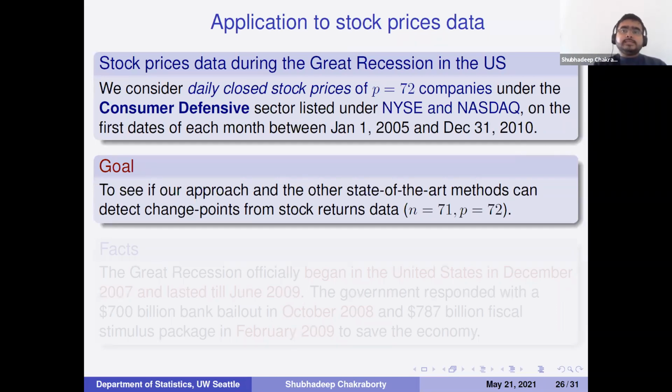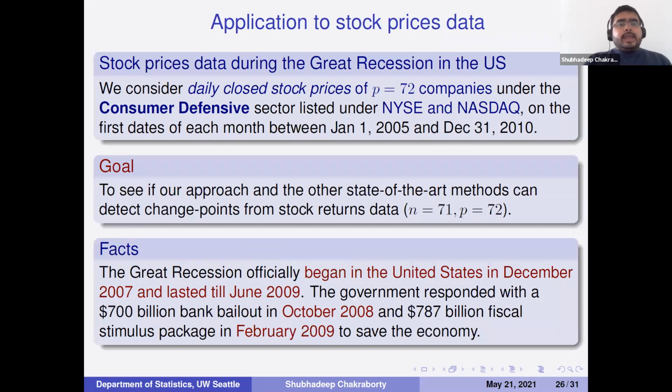For example, finance, real estate, oil and gas, automobiles, these kinds of sectors. So the goal is, if we choose stock prices corresponding to companies that fall under a relatively more resistant sector to recession or economic slowdown, can our change point detection methodology and the other state-of-the-art methods detect change points from the stock returns data?